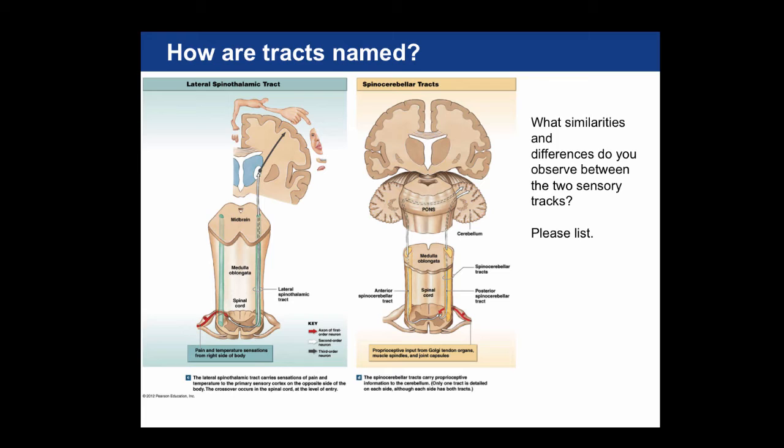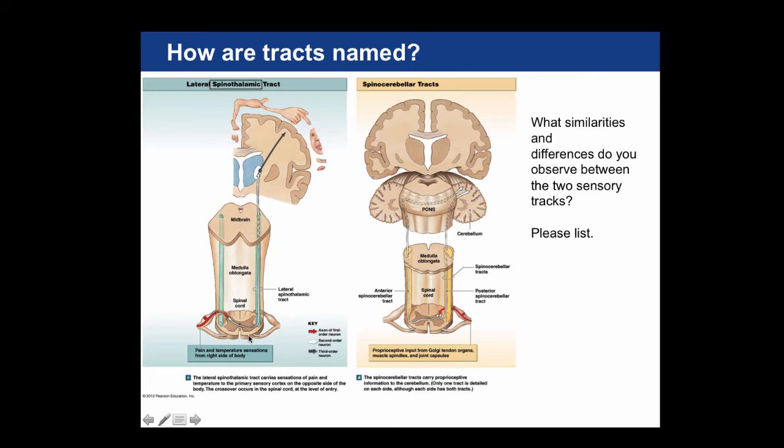So how are some of these tracts named? Well, they're actually named in a pretty straightforward and simplistic manner. Looking at this particular graph, we have something referred to as the lateral spinothalamic tract. There's actually an anterior spinothalamic tract, and we're not going to get into those details. But let's pay attention to the name. The lateral component just tells you that it exists in the lateral aspect of the spinal cord as opposed to the anterior aspect.